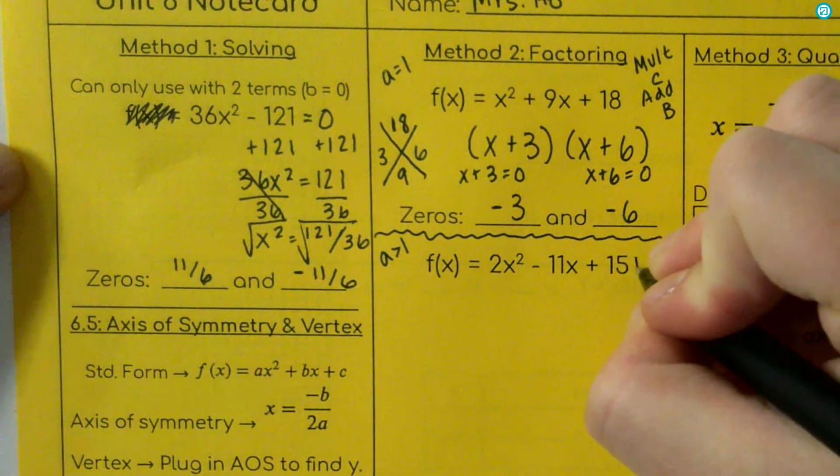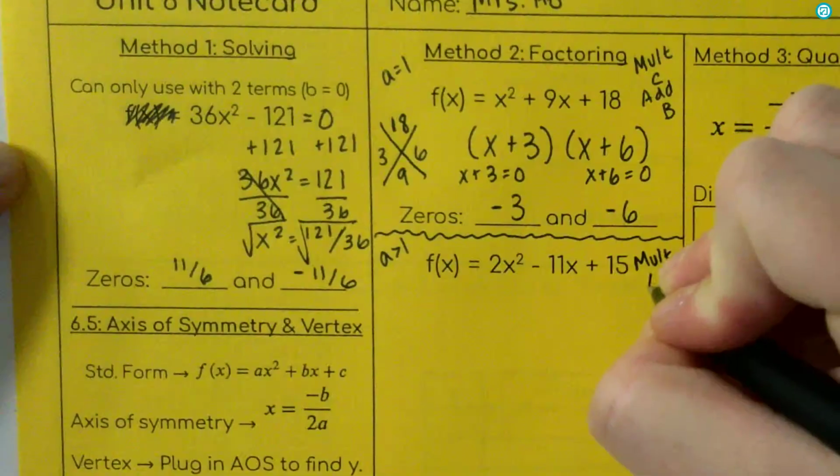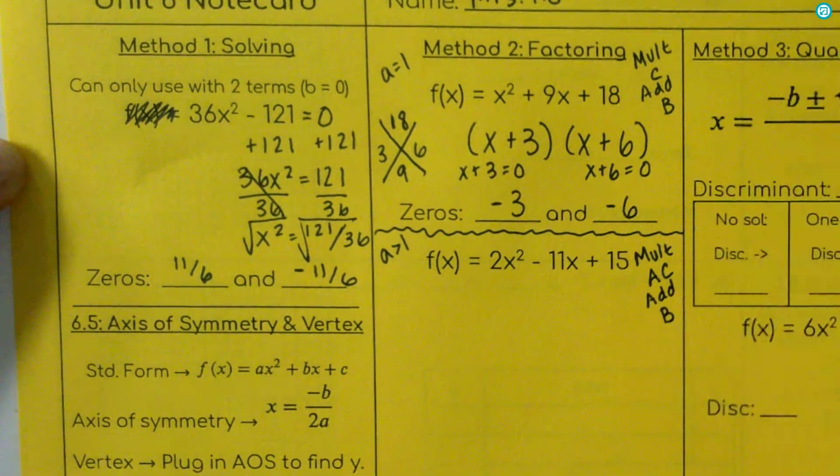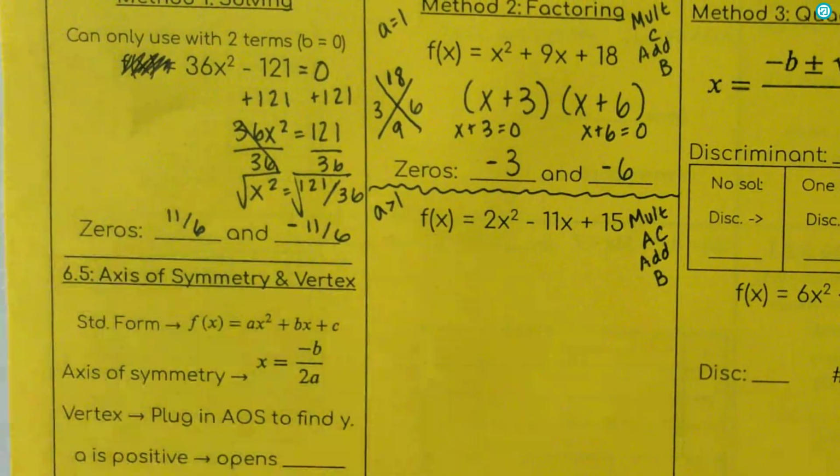We are trying to find two numbers that multiply together to be AC and add together to be B. So if you need to put down a note of that, we're not just multiplying to C, we're multiplying to the product of A and C this time around.